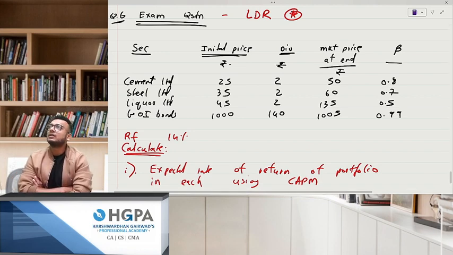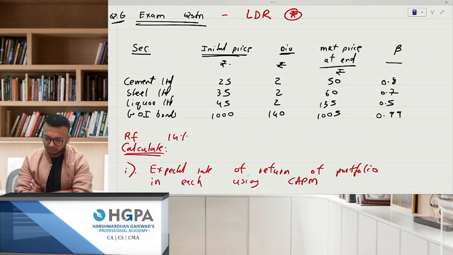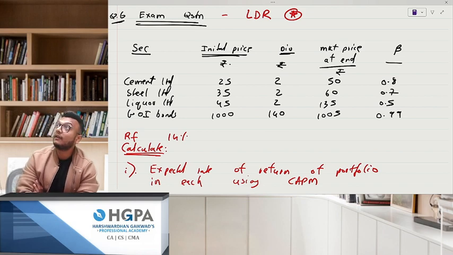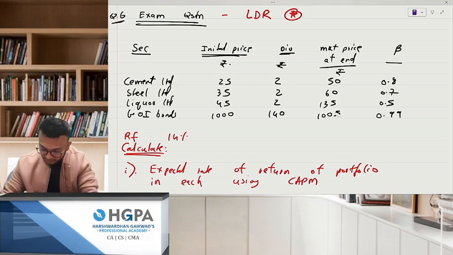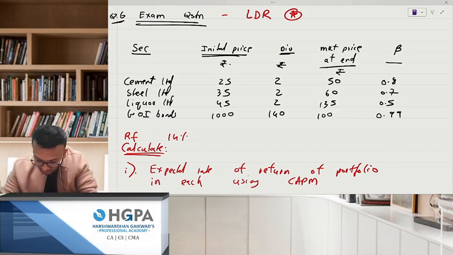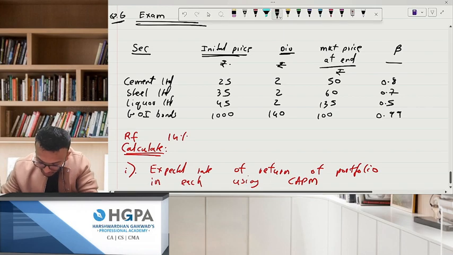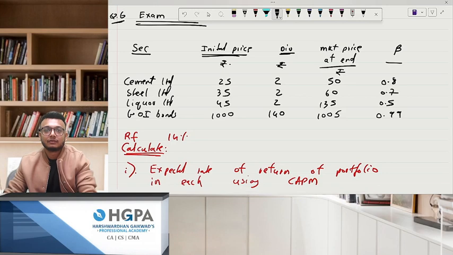What is the market price of government bonds? You said 1035, but you wrote 10. Who's this? Vidhi, this is 1005. Sorry for my handwriting, it is 1005. Done. Pay attention, everybody.